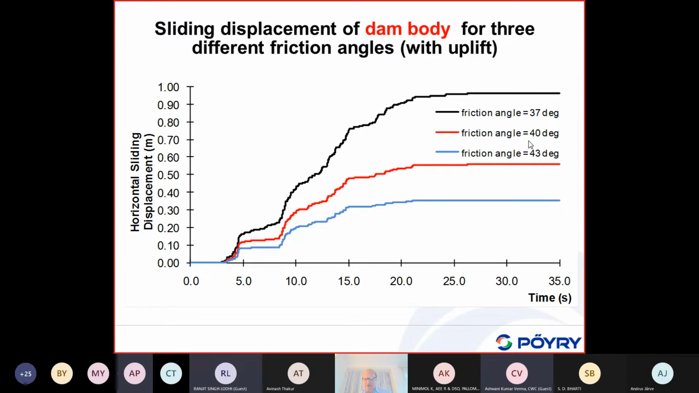So if somebody wants to show that his movements are small, he may use 45 degrees or more, then he would get maybe only 20 centimeters instead of about 1 meter. So a key factor in this dynamic stability analysis is this friction angle, and it is not really known. Okay, so please keep that in mind.